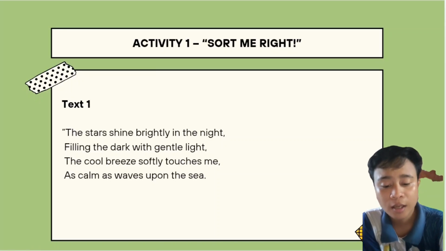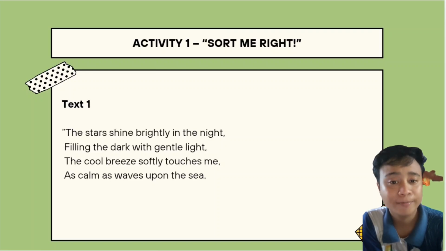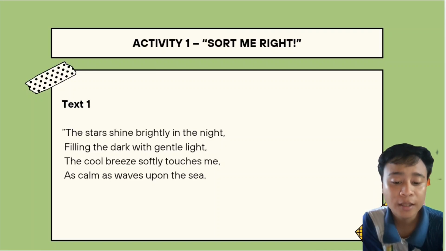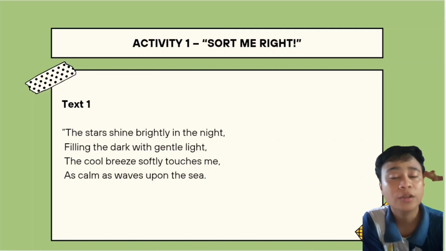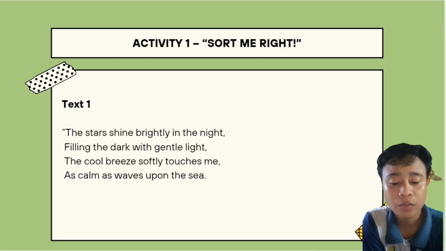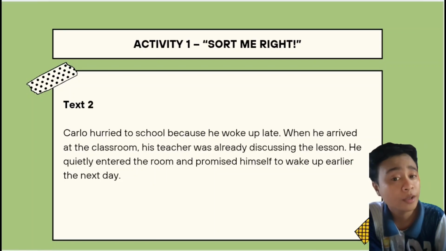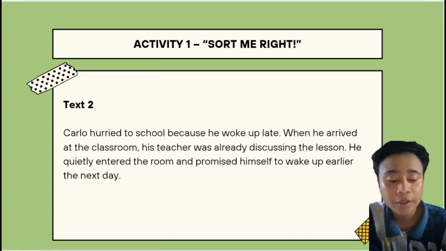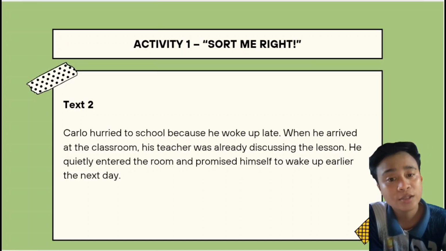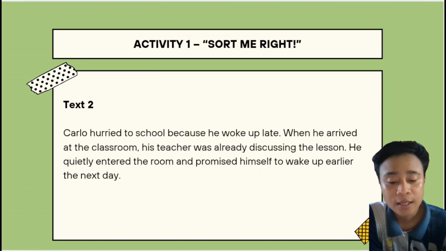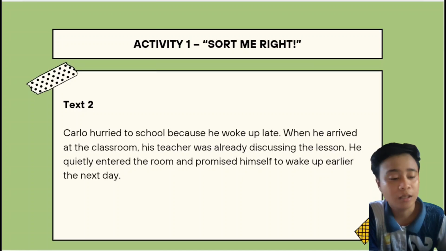It says here, the star shines brightly, the night filling the dark with gentle light. The cold breeze softly touches me, as calm as the waves upon the sea. So we have another text, text 2. Let me read it for you again. Carlo hurried to school because he woke up late. When he arrived at the classroom, his teacher was already discussing the lesson. He quietly entered the room and promised himself to wake up early the next day. Okay.